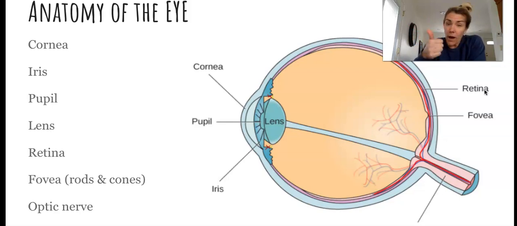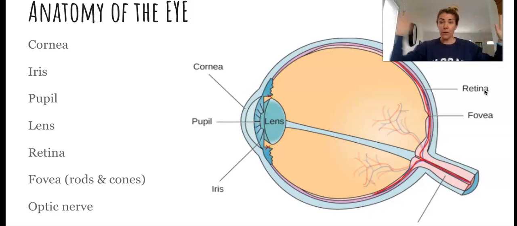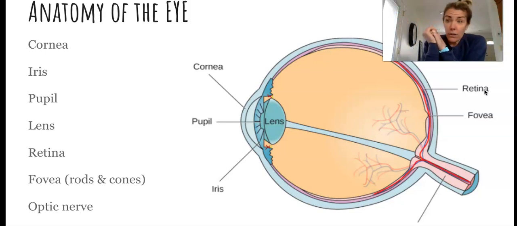And the rods, remember, are black and white or black and gray, and they're in the periphery of our eyesight. And then the cones, again, they're in the center and they're colorful. Okay. Don't forget my mnemonic for that. I like rainbow sprinkles on my cones. I think that was what it was.